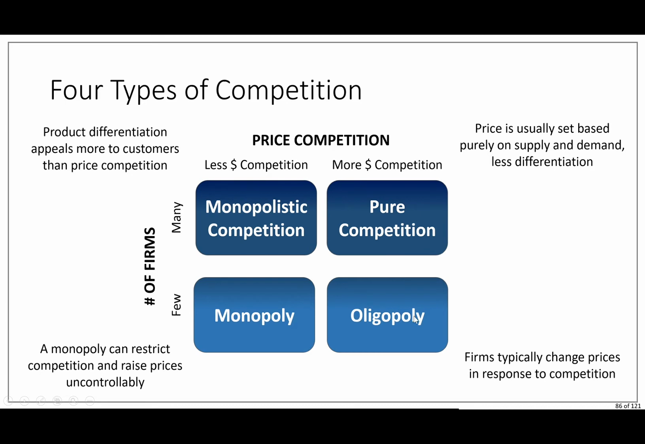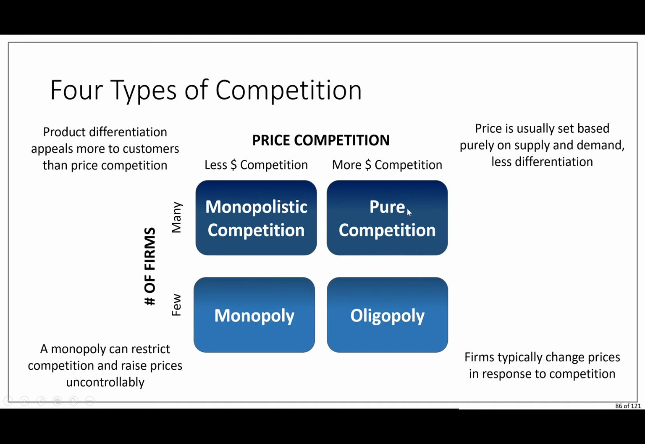There are also some oligopoly. Oligopoly means there are some firms in the market, but not a lot. So firms typically change their price in response to competition. And if there are so many firms on the market, we call it pure competition. In that case, price is usually set based purely on supply and demand. That's differentiation.